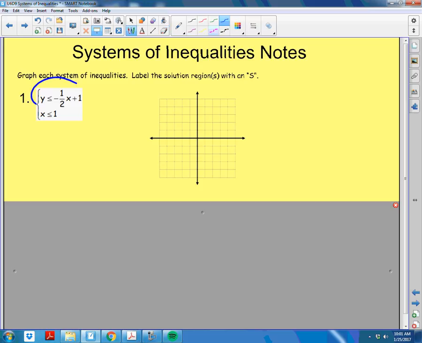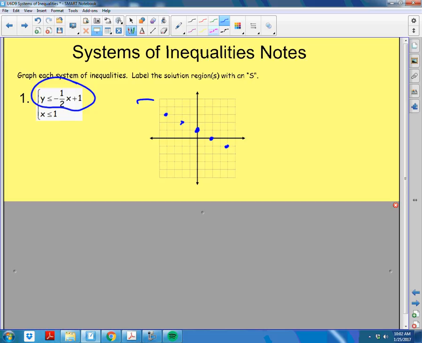Okay? So here we go. Is this in slope-intercept form? Yay! So I start at 1, and I'm going to go down 1 over 2, down 1 over 2, and then I'm going to go backwards just to make sure I'm good. Is that a solid or a dashed line?